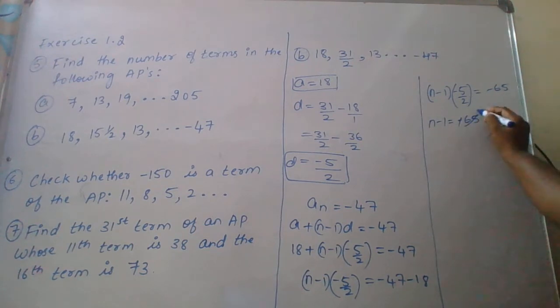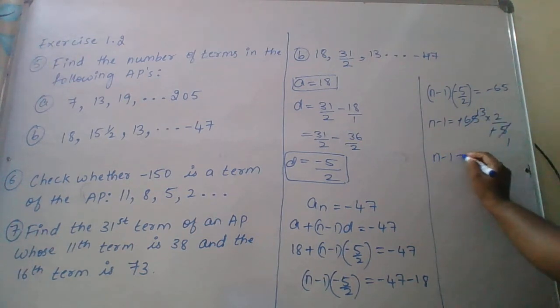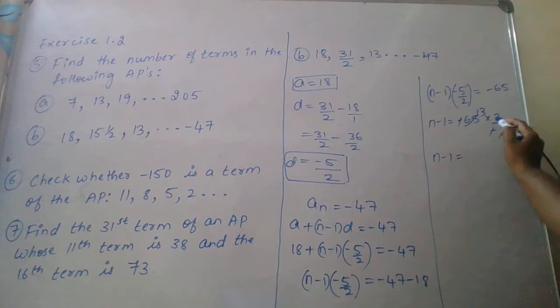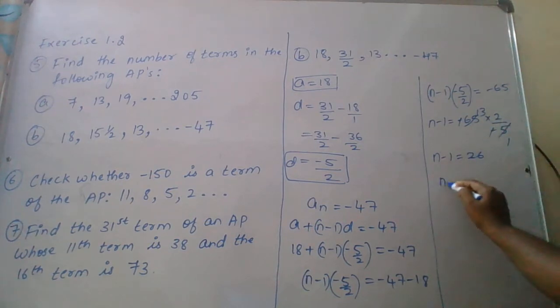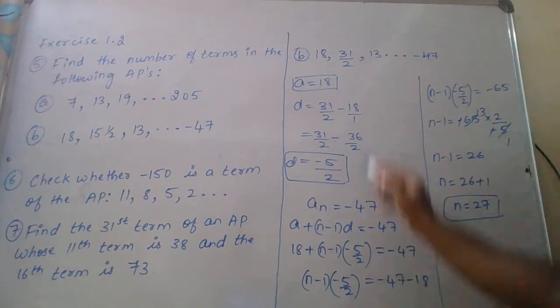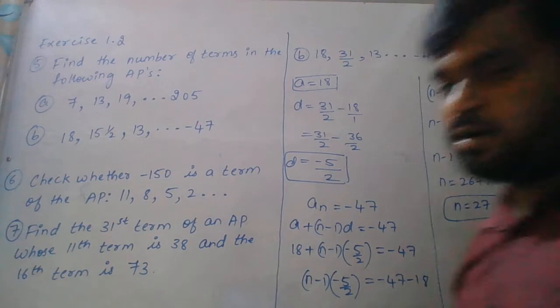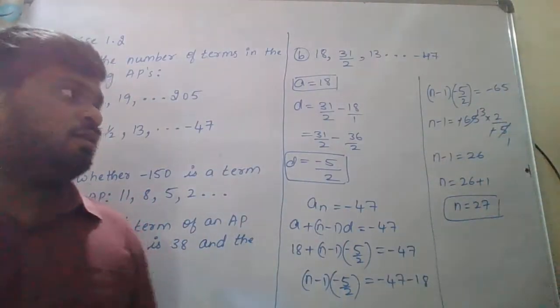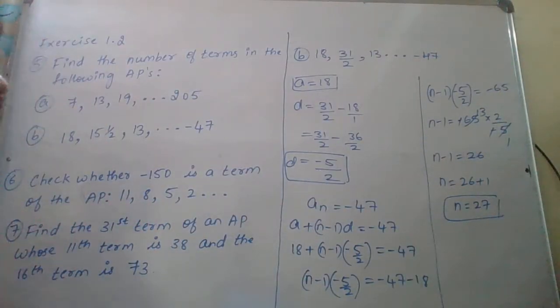5 ones are 5, 5 thirteens are 65. Therefore, n minus 1 equals 13 into 2, which is 26. Therefore, n is equal to 26 plus 1, which implies n is 27. Which means totally there are 27 terms. Okay, very simple, isn't it? Okay, let's go to the next question.